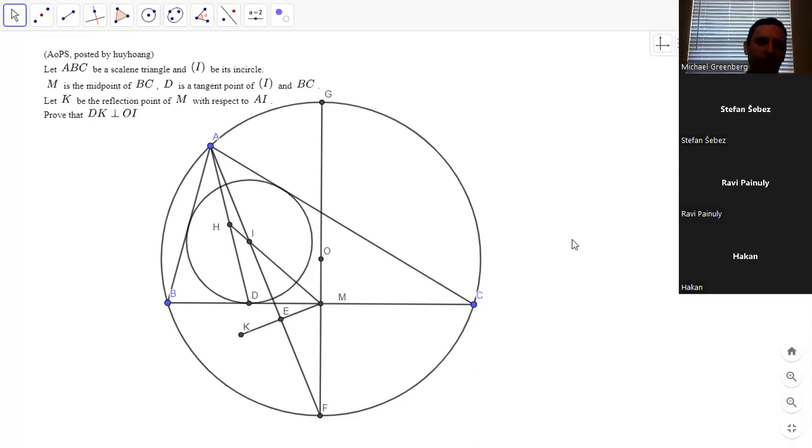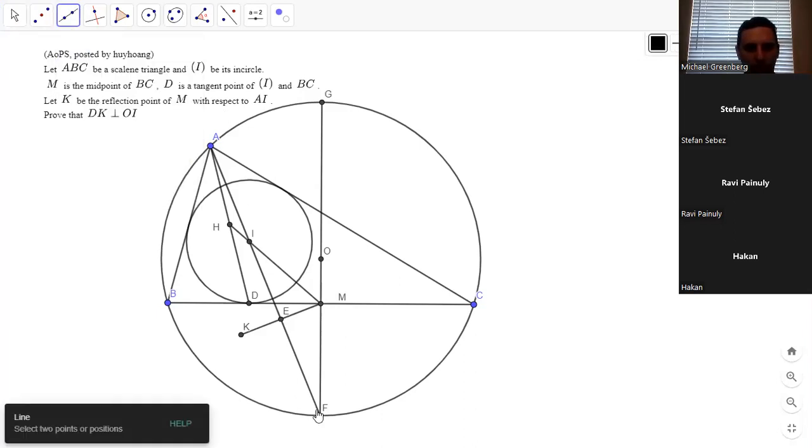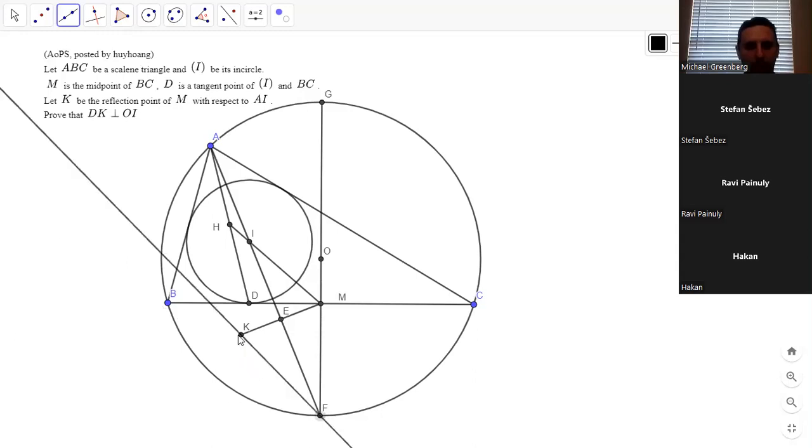Well, by symmetry, the power of K with respect to the incircle is the same as the power of M with respect to the incircle, right? So that would just be MD squared. Now, what's the power of K with respect to the circumcircle? I think that's the hard part. Although maybe it's not as hard as I think, because if we draw this, FK is equal to FM, and then maybe we could find this.